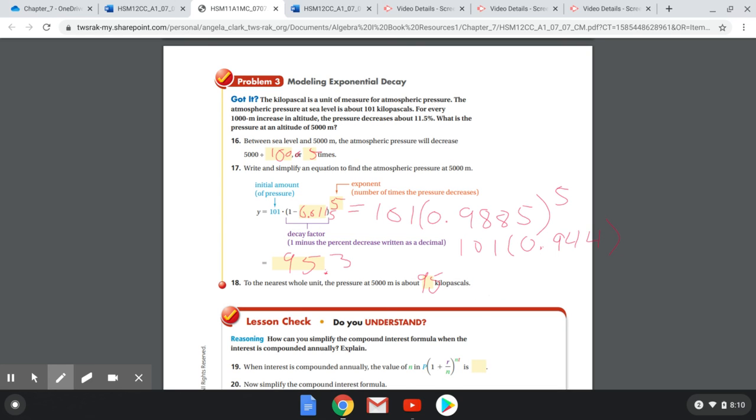So basically with decay, you're just subtracting whatever rate you were given. You do 1 minus that rate, and then your exponent is the number of times the thing has happened.